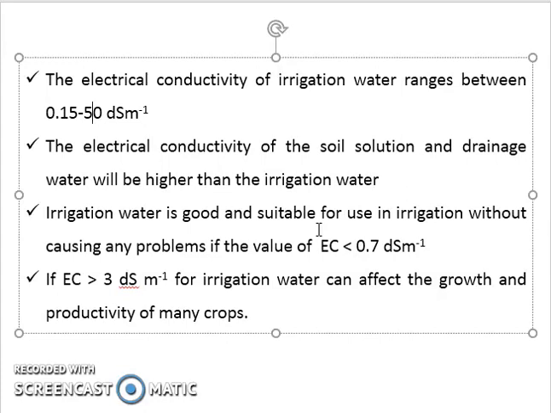Irrigation water is good and suitable for use without causing any problem if the EC value is less than 0.7 dS/m. If the EC of irrigation water is more than 3 dS/m, it can affect growth, and crop productivity may be affected.